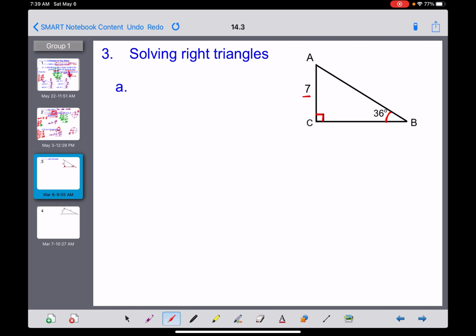In every triangle, there are 3 measurements, 3 side lengths and 3 angle measures. And 3 of those have to be given to you in order to determine one unique triangle. Now, when they use the vague directions of solving a right triangle, what they mean is find the measure of everything that wasn't already given to you.